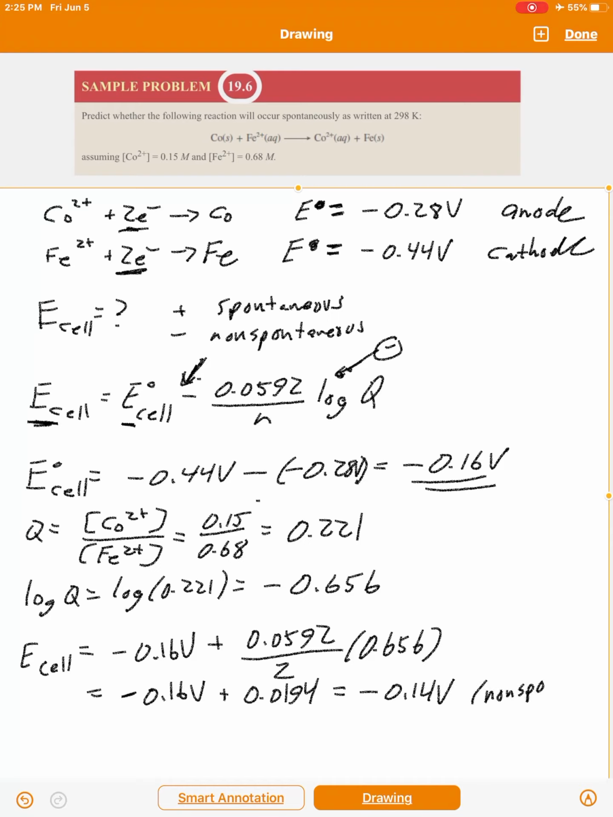Non-spontaneous, right? This reaction as written with these concentrations is non-spontaneous. In order for it to be spontaneous, E cell would have to be positive. So this second term here would have to be more positive than the first term is. For that to happen, this would have to be a bigger number. But if it was 2, then it might work, right? Or if it was 3 or something like that. If it was a large enough value, then it would work there. But 0.656 is just not big enough. You still have a negative potential, so this is a non-spontaneous reaction.